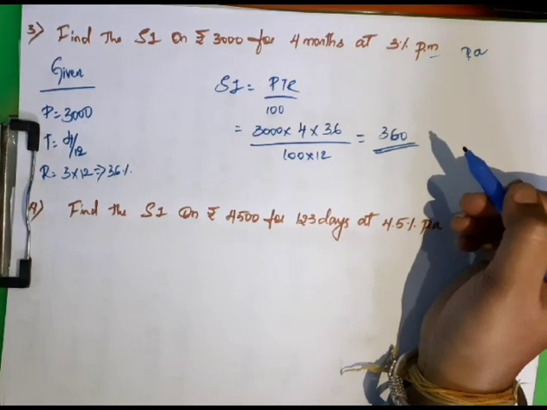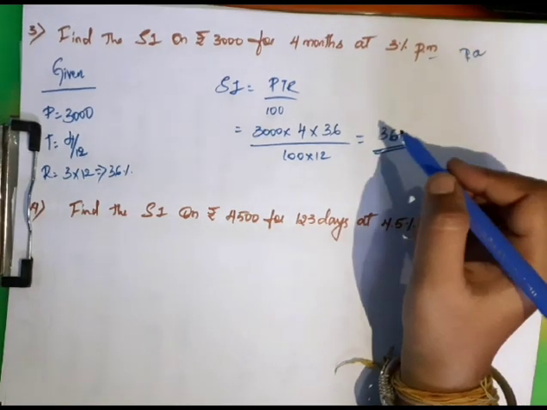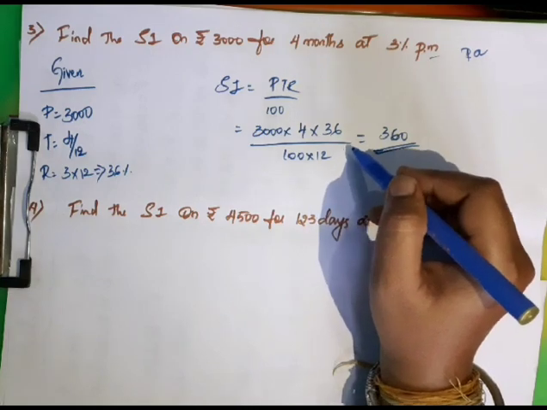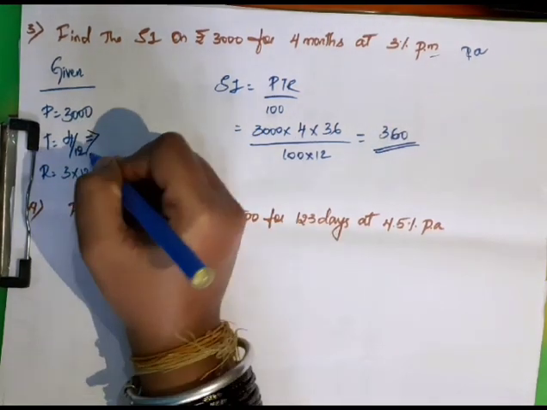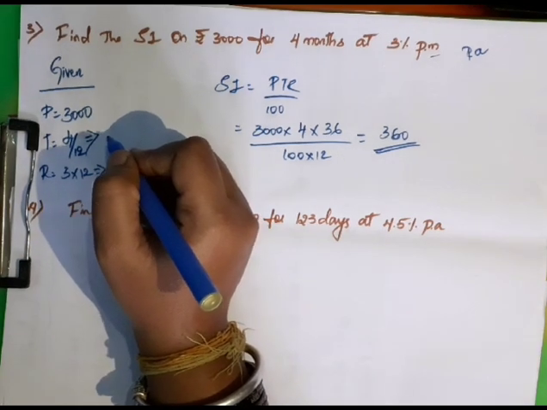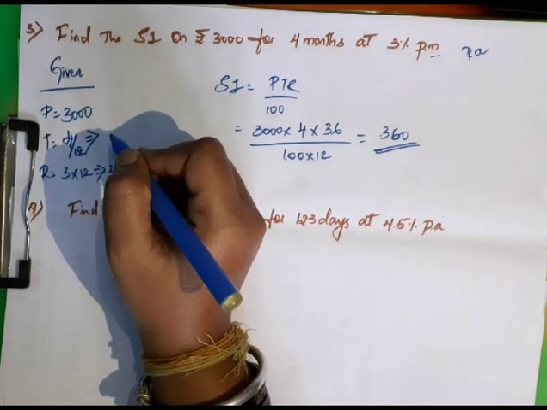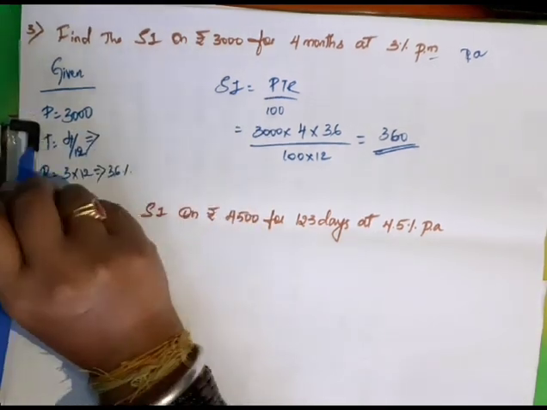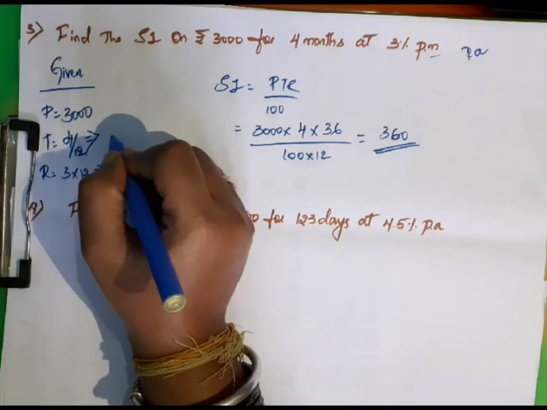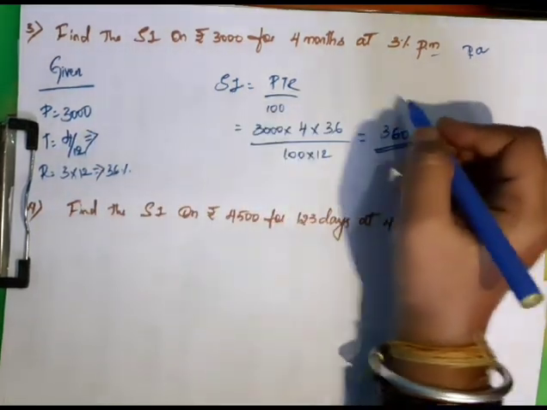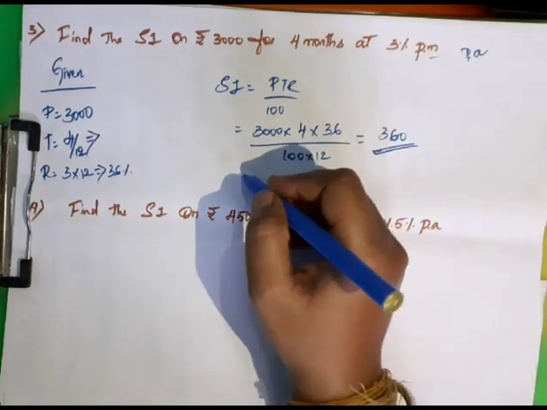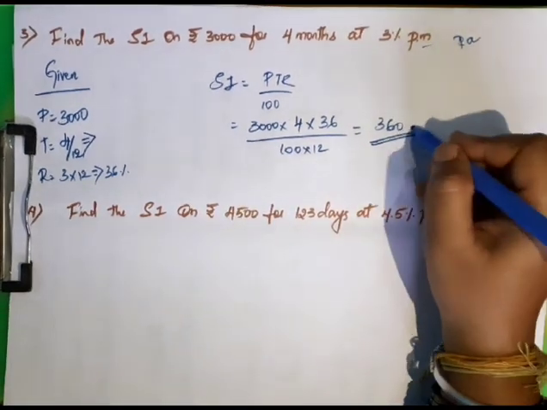Okay, if you are confused with taking 4 by 12, you can do one more thing also. You can simplify it here itself. 4 by 12, you will get 1 by 3. So either you can go with that, or you can take it like this only, you will get the same answer.